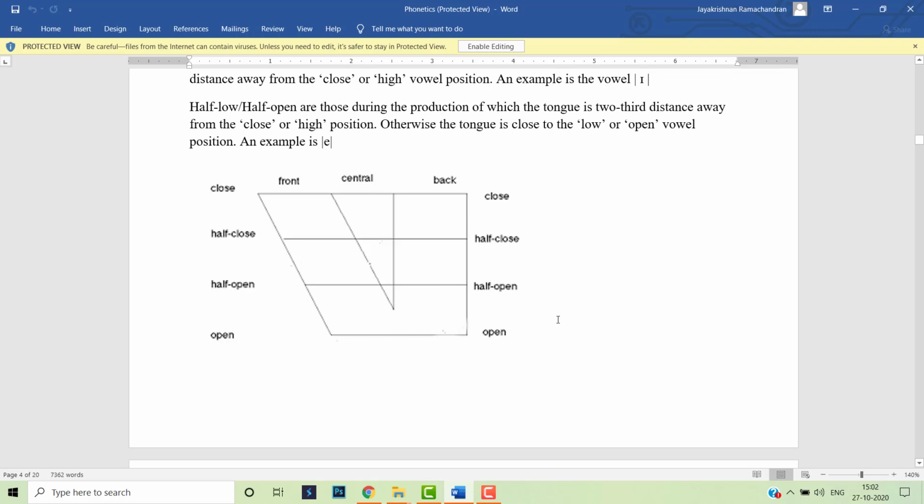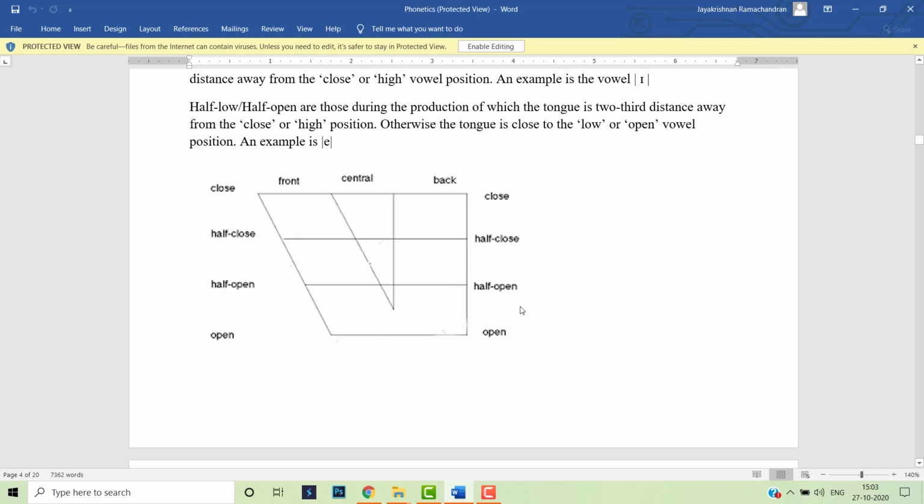Now here again it is the back of the tongue that is rising, but it won't go that high. It will be 1/3 distance away from the open vowel position, or it will be 2/3 distance away from the close vowel position. ഇവിടെ നോക്കുകയാണെങ്കിൽ 1/3 ഹൈറ്റിലേക്ക് വരും, ഇവിടെ നോക്കുകയാണെങ്കിൽ 2/3 ഡിസ്റ്റൻസ് താഴെയായിരിക്കും.